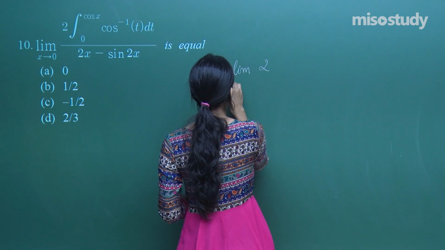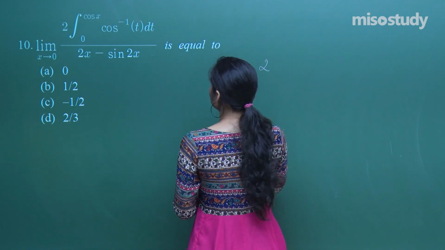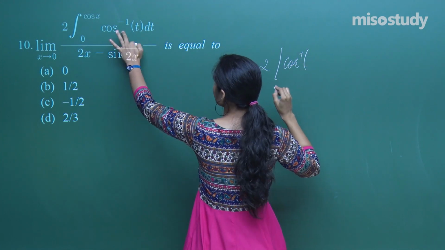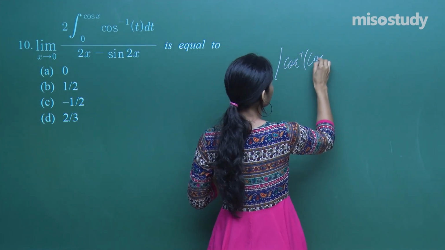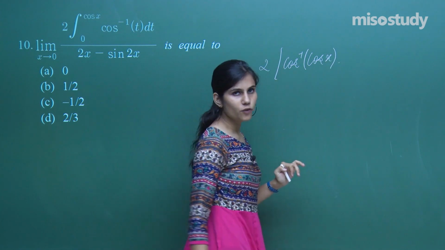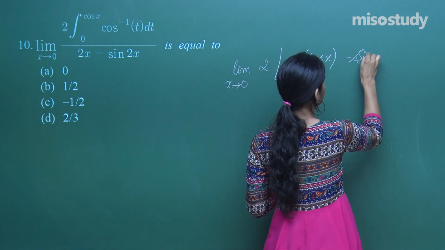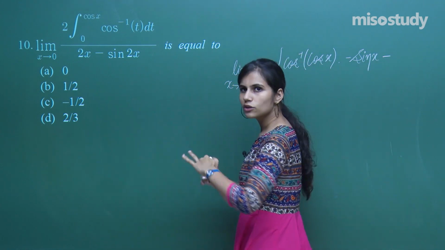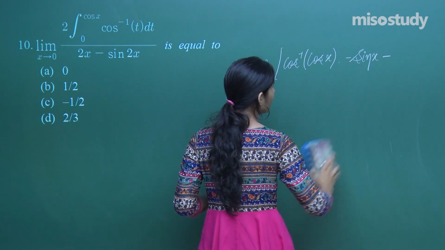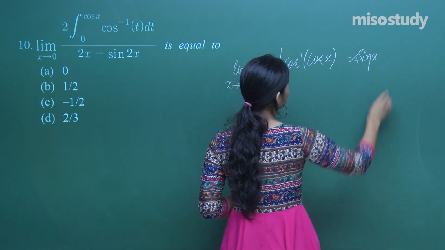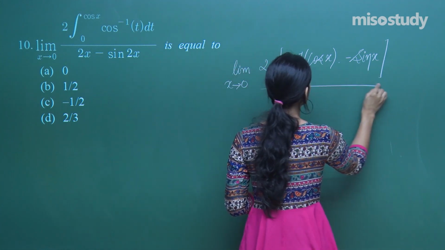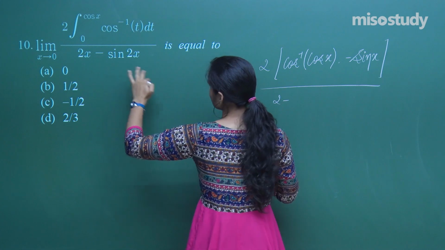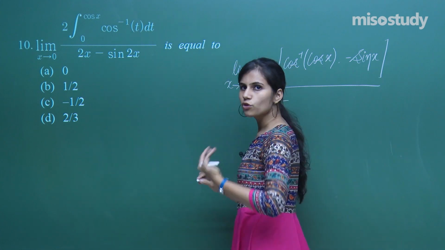Limit x tends to 0. How is it applied? This becomes cos inverse of cos x into d by dx of cos x, which is minus sin x, minus cos inverse of 0 into d by dx of 0, which is 0. So there is no expression in here now. That's it. Whole upon, differentiate this. This is 2 minus, what is d by dx of sin 2x? It is 2 cos 2x.